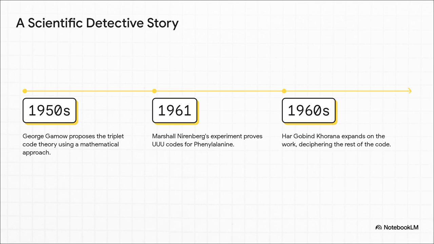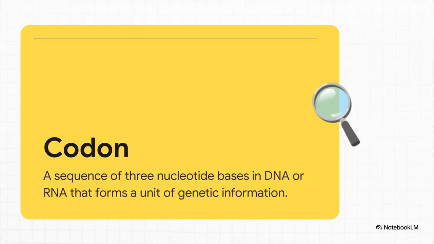After that, the incredible Har Gobind Khorana and his team basically went through and figured out the rest of the dictionary, word by word. Okay, so here's the key term you need to know. These 3-letter words that we keep talking about, they're officially called codons. A codon is that basic unit, that one single word in the genetic language. Every time the cell reads a set of 3 letters, it's reading 1 codon, 1 instruction.